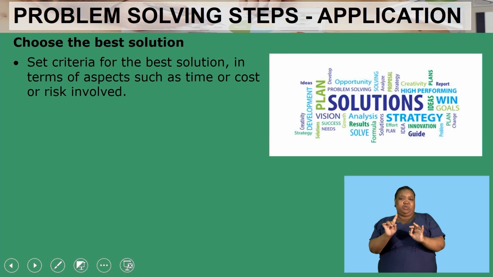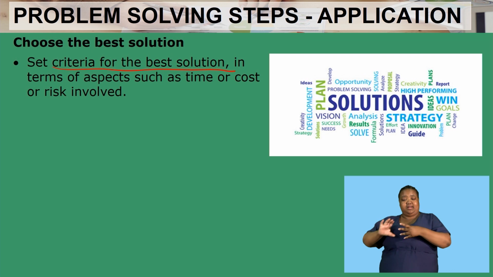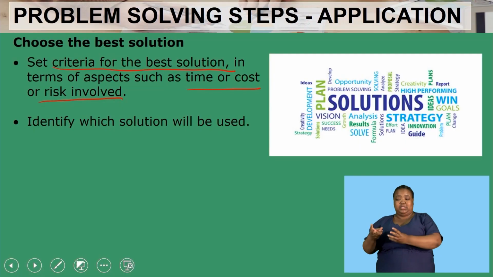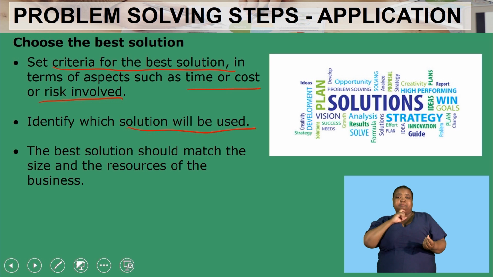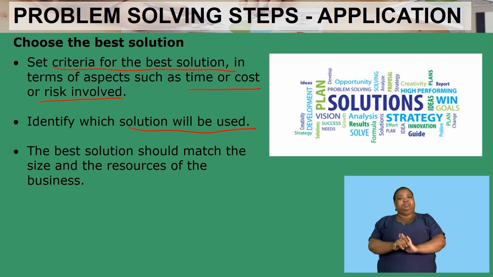Afterwards, you've done all that, you've evaluated all the solutions, you now need to choose the best solution. Which one will work for you? So you need to set a criteria for the best solution in terms of aspects such as time or cost or the risk involved. So if I were to go with the solutions, what are the risks involved with taking this as opposed to another solution? Identify which solution will be used. Remember, here you are choosing the best solution. You're not choosing the problem, but the solution.